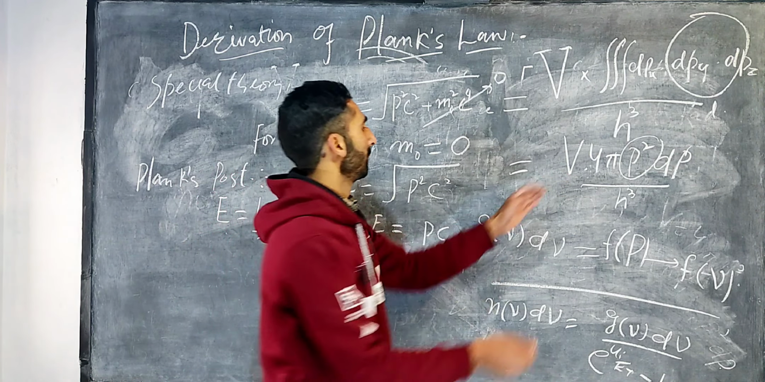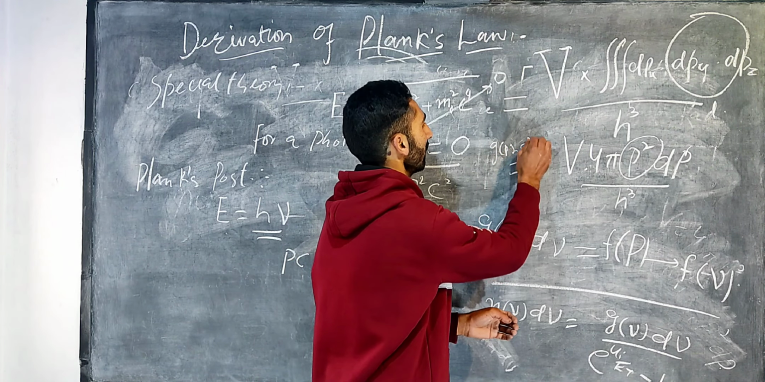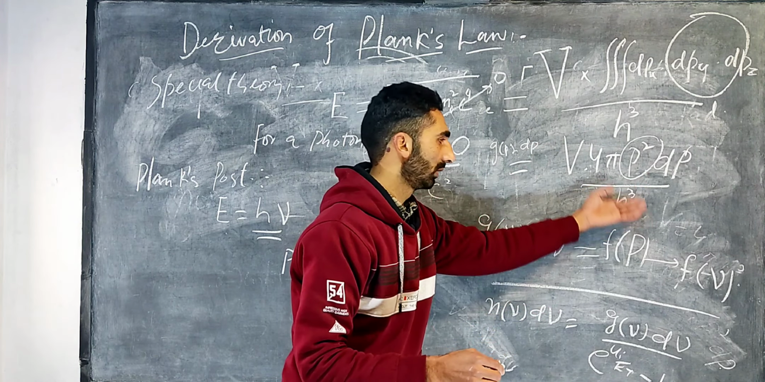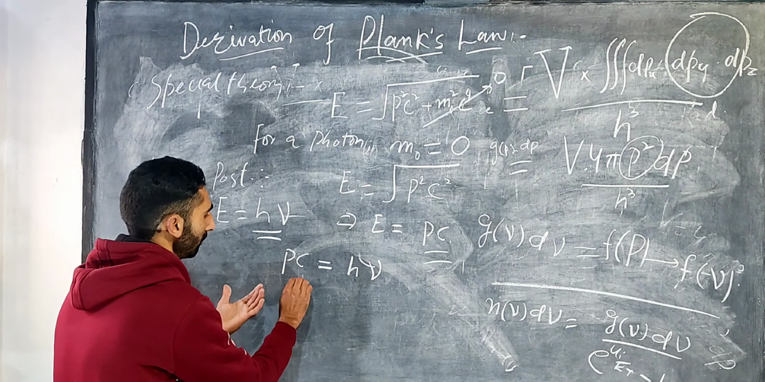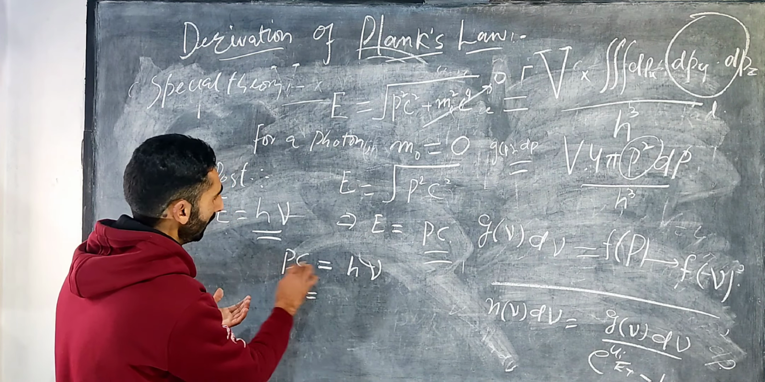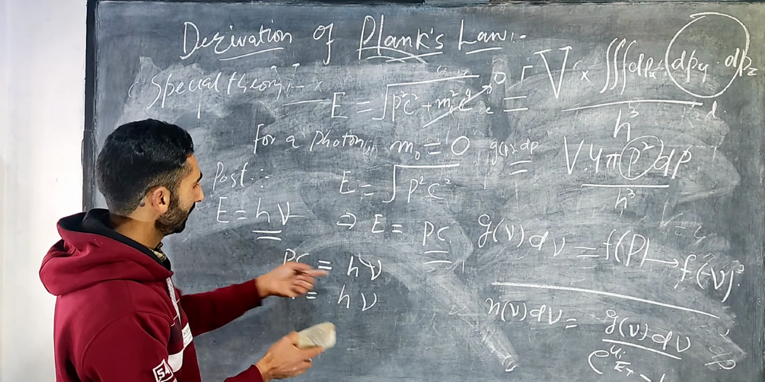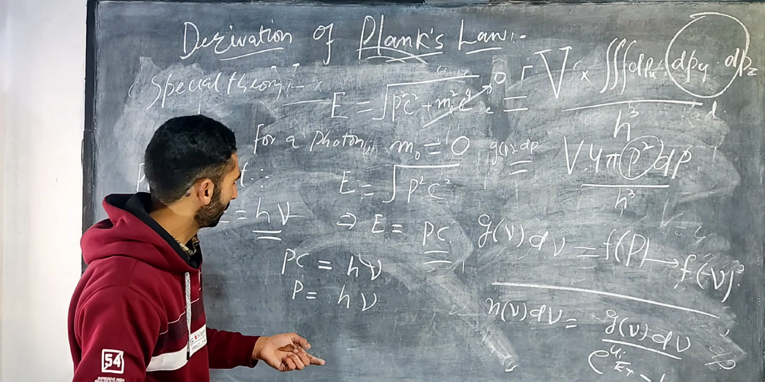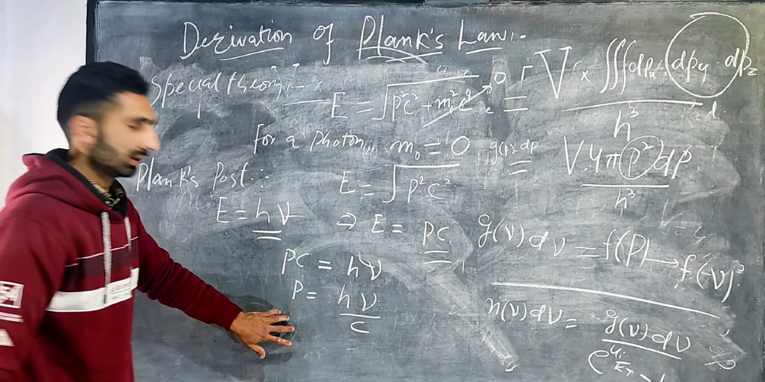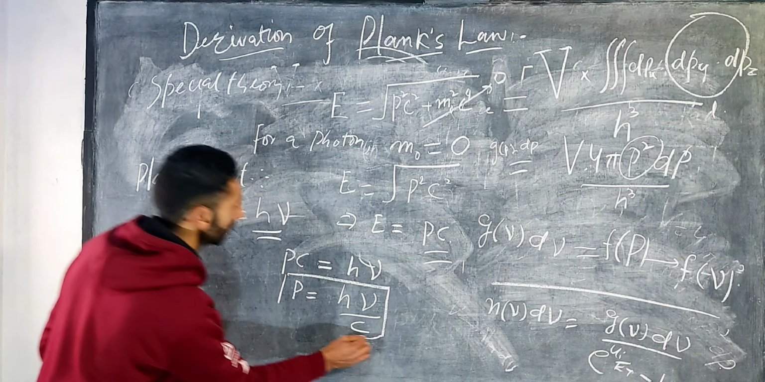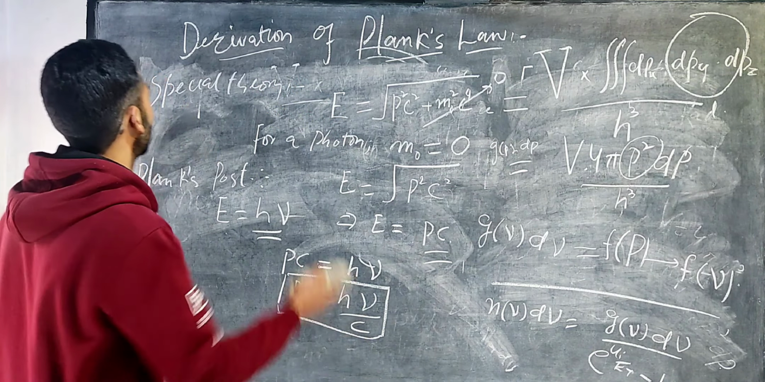So here the phase space cells G p dp was a function of momentum, but we will change this to a function of frequency by using this very thing. Momentum will be equal to h nu divided by c. Simple, cool. So using this in this equation, what will be the result?